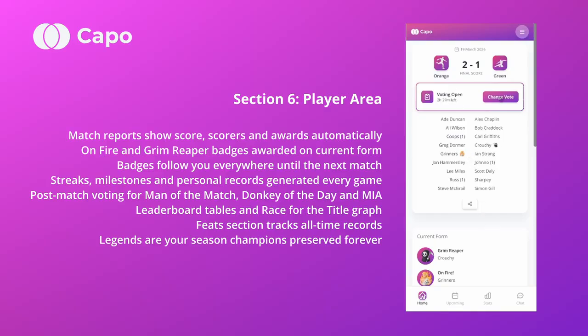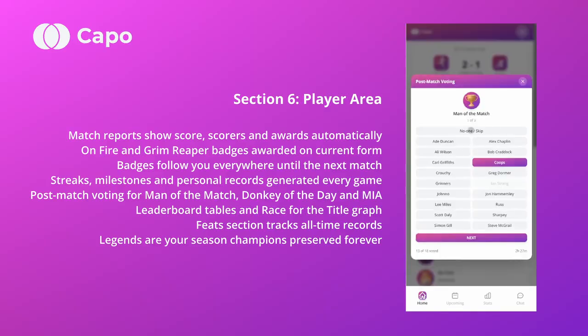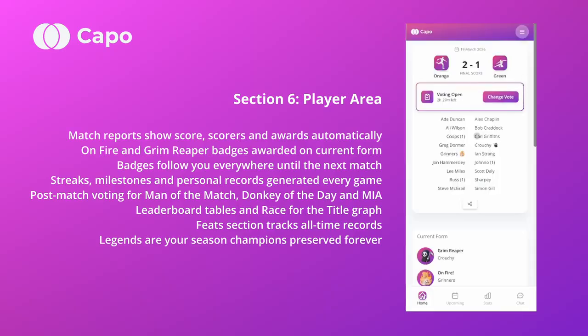Post-game voting, you can again turn this on or off, but you can vote for a certain amount of time after the game as to who you choose for man of the match, donkey of the day, or missing in action. And you can turn these individually on or off and set the period of time that voting is open for. When those have been awarded, there'll be a notification in the chat and those awards will appear here on the screen.